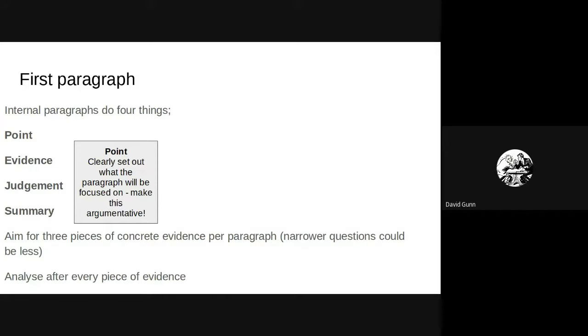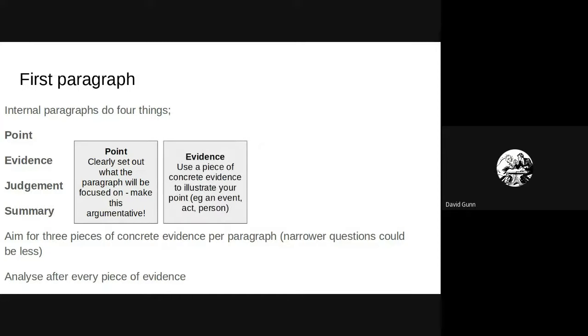Set out what the paragraph is going to be focused on and make it argumentative. Don't just say, one cause of failure of English government is money. Actually make it argumentative, and we'll look at an example in a minute. Next up, your evidence. So use a piece of precise evidence, concrete evidence, to illustrate your point. So it could be an event, an act, a person, not a vague 'there were some issues which led to problems'. It's got to be something precise, an event with a date. The more precise, the better. You're not telling the story, but just to really illustrate precisely what's going on here.